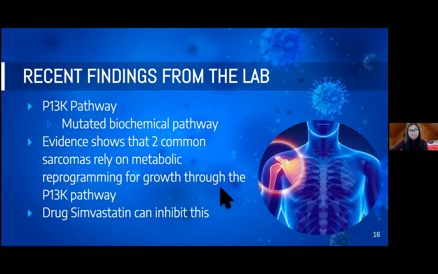So they also discovered that basically a drug called simvastatin can actually inhibit this pathway to make the growth almost stop, like decrease to the point where it's really close to stopping, but we're not quite there yet.